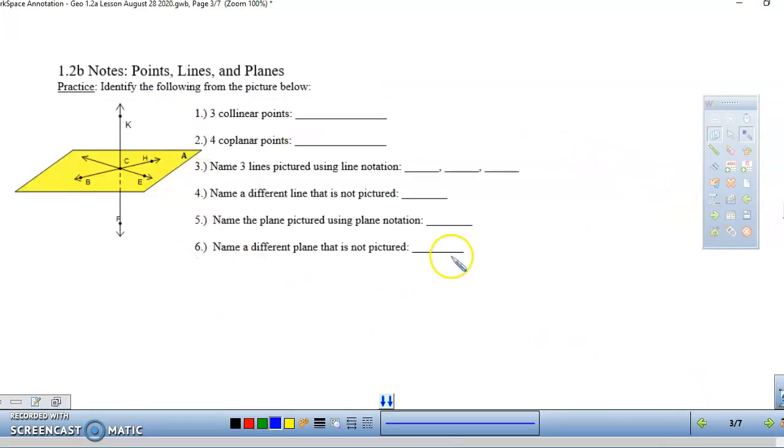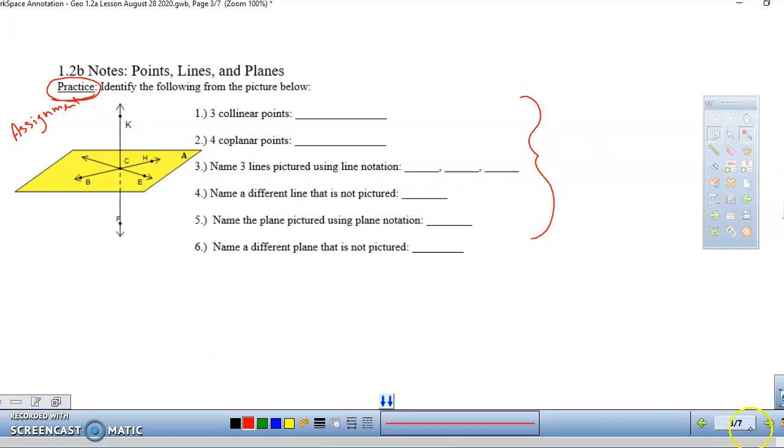Okay, so part of your assignment tonight, we're going to skip these parts, and anything I circle in red here, that is part of your assignment. Okay, so this is going to be part of the assignment. These 6 questions.